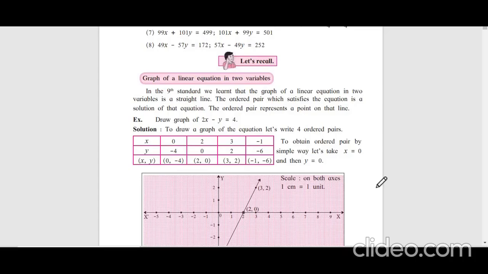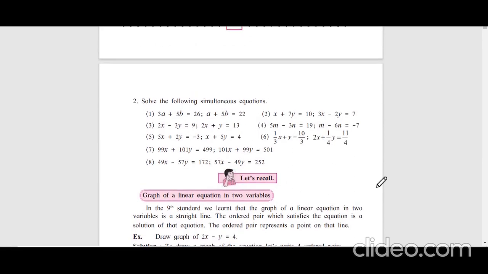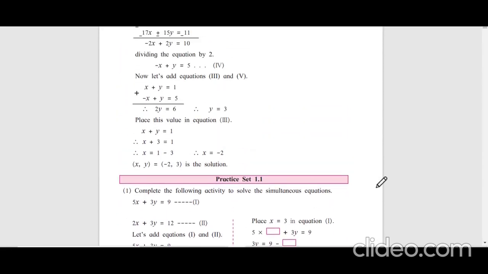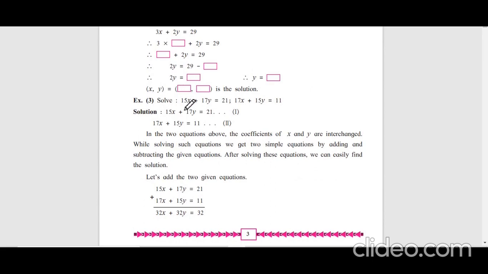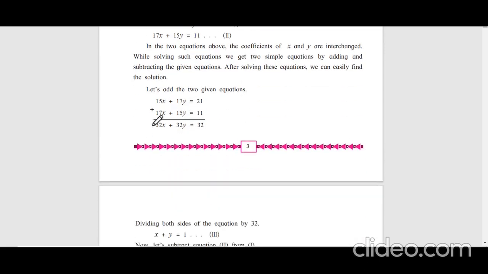हम लोग solved example भी करने वाले हैं. So in solved example, third solved example देखते हैं. It is similar to what we have done just now. So 15x plus 17y is 21 and 17x plus 15y is 11, right? So first step, writing the numbers of the equations and then adding the equations. So 15 plus 17, 32, 15 plus 17 again 32. 21 plus 11 is 32.